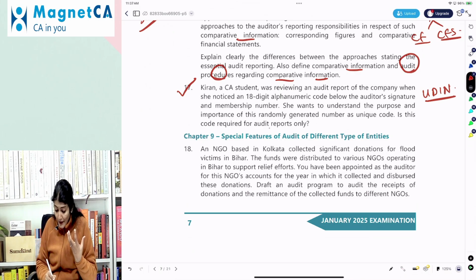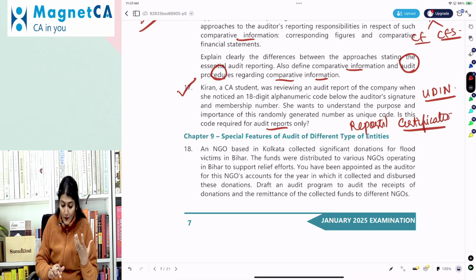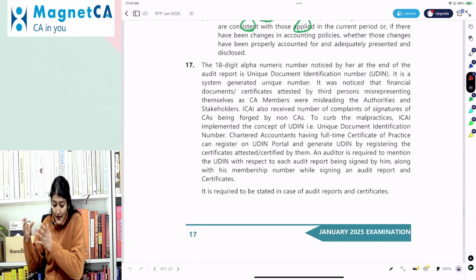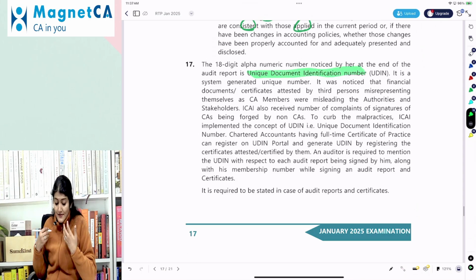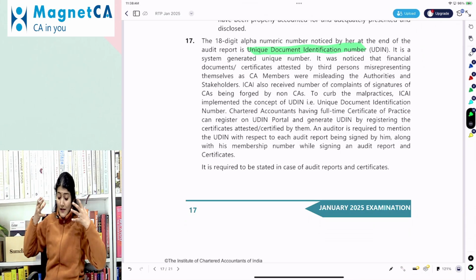Is this code required for audit reports only? No, it is required for reports as well as it is required for the certificates, right? It is also required for the certificates. The 18-digit alphanumeric number noticed by her at the end of the audit report is the UDIN. It is a system generated unique number. It was noticed why this UDIN thing has come.